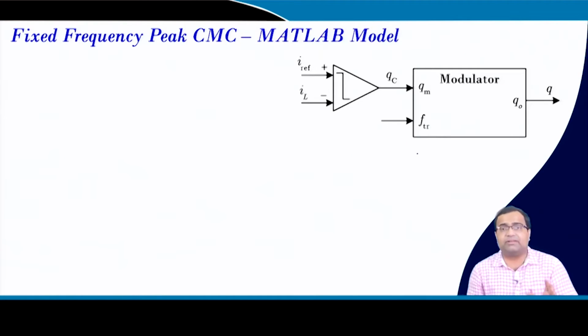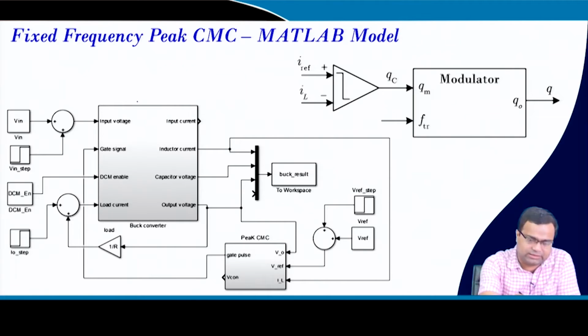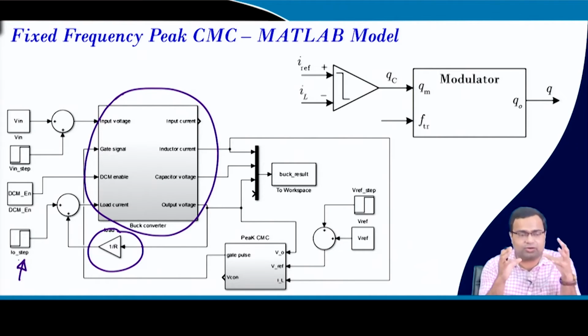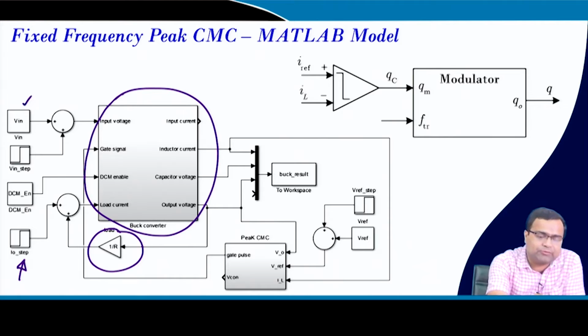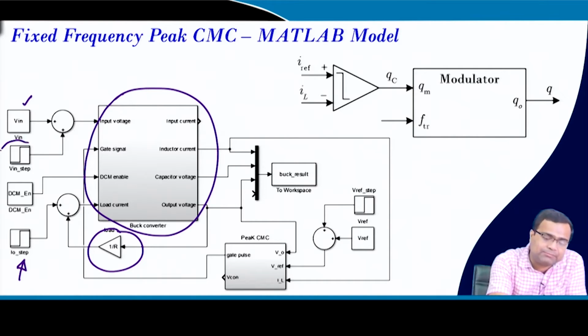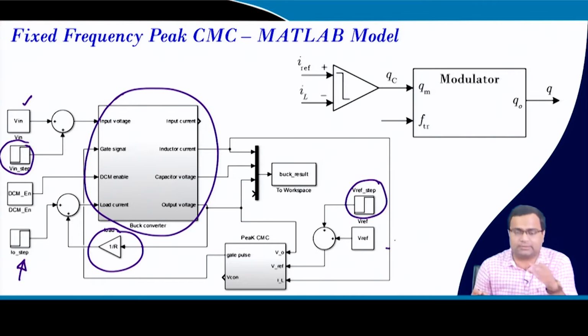If we want to implement the MATLAB model, we already have this converter. This is our converter model, and we are using a resistive load. We can create a load transient by using a constant current load, an external load, and this is our input voltage. Here we are using an ideal voltage source, and we can add an input supply transient here. Then we can also create a reference transient by applying a step transient here, and this is the reference voltage.